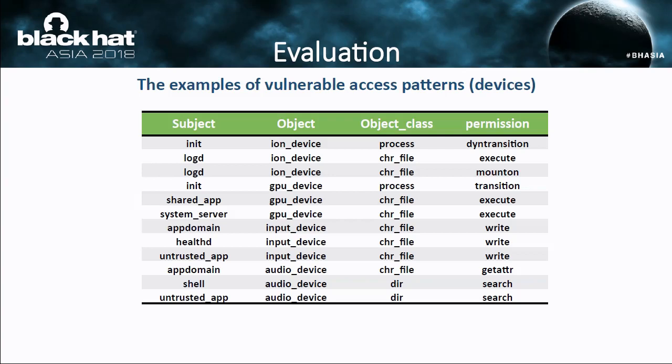After that, we also focus on the devices, because in Android or Linux-based systems, drivers are the most vulnerable component, and many privilege escalations are based on vulnerabilities in the drivers. Here we just show some examples, such as logd can execute or mount the ION devices, which is not reasonable. For the GPU device, the shell app and the system server can execute the GPU devices. More importantly, the app domain or hald and some untrusted apps can also write information to the input devices. This is also predicted by VSPMiner.